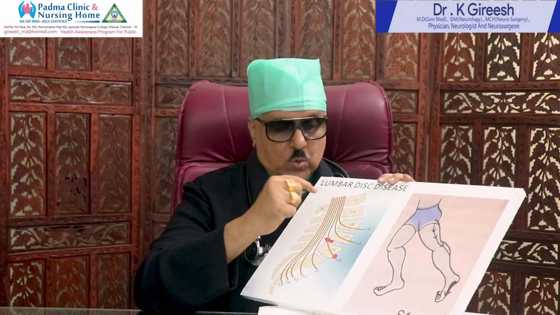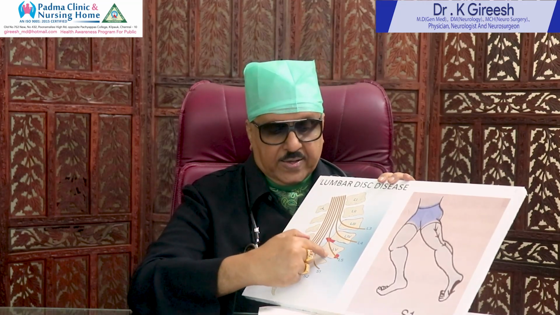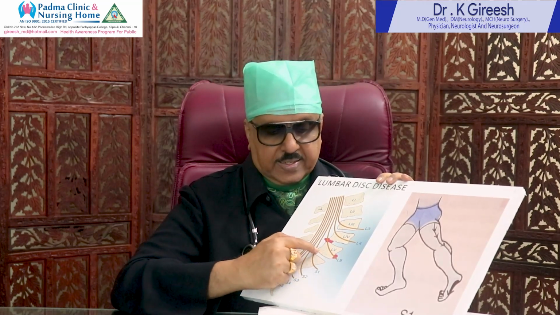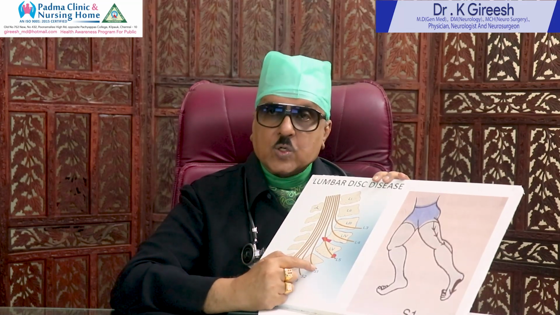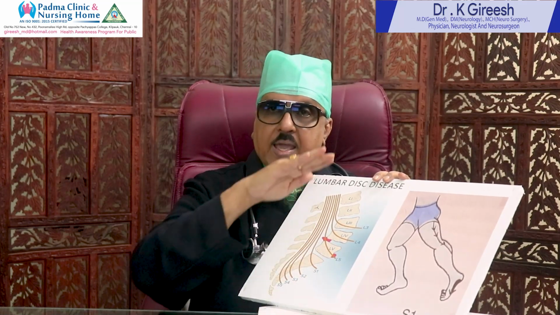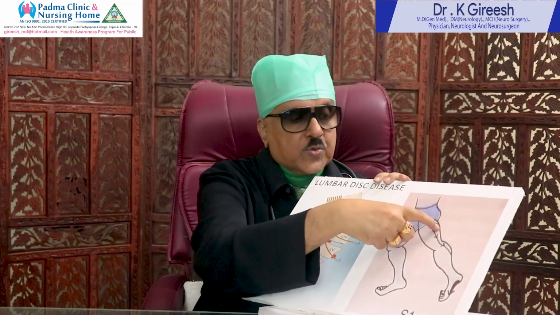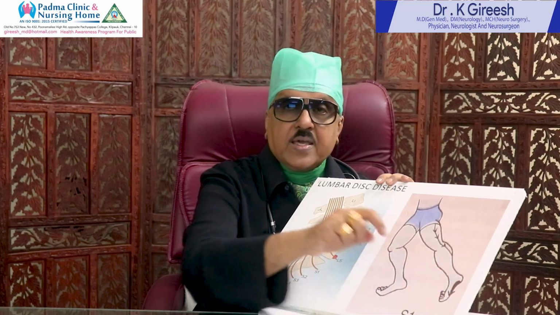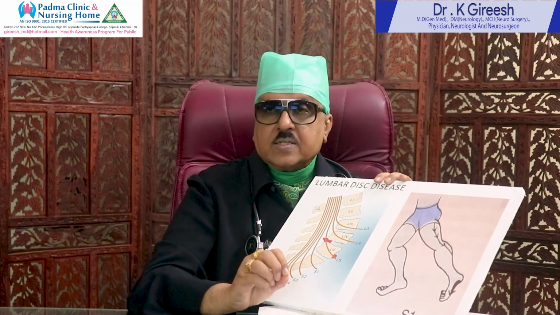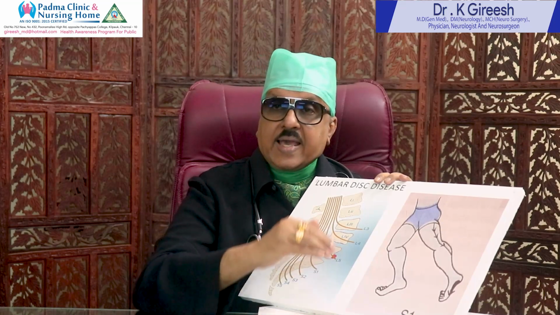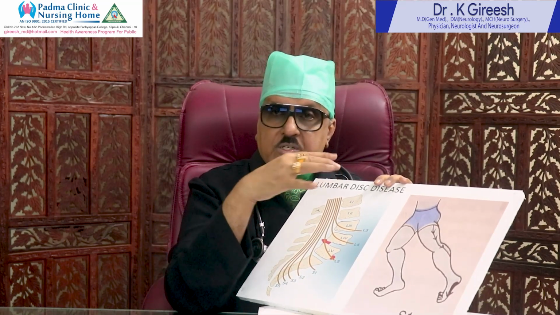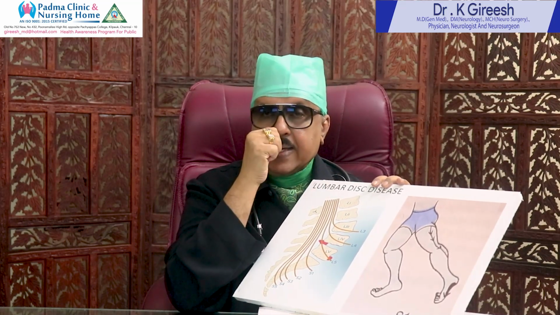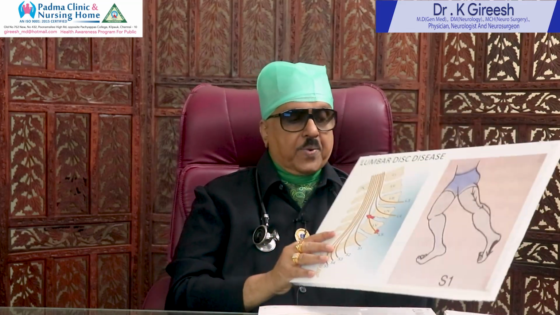So, S1 root compression occurs when L5 and S1, this particular disc compresses the S1 root. So, it produces a pain which is radiating to the posterior aspect of the buttocks as well as the lateral aspect of leg and lateral aspect of the foot going up to the third and fourth toes. Weakness can occur in the gluteus maximus, especially the hip extensors and plantar flexors. The ankle jerk is usually diminished.